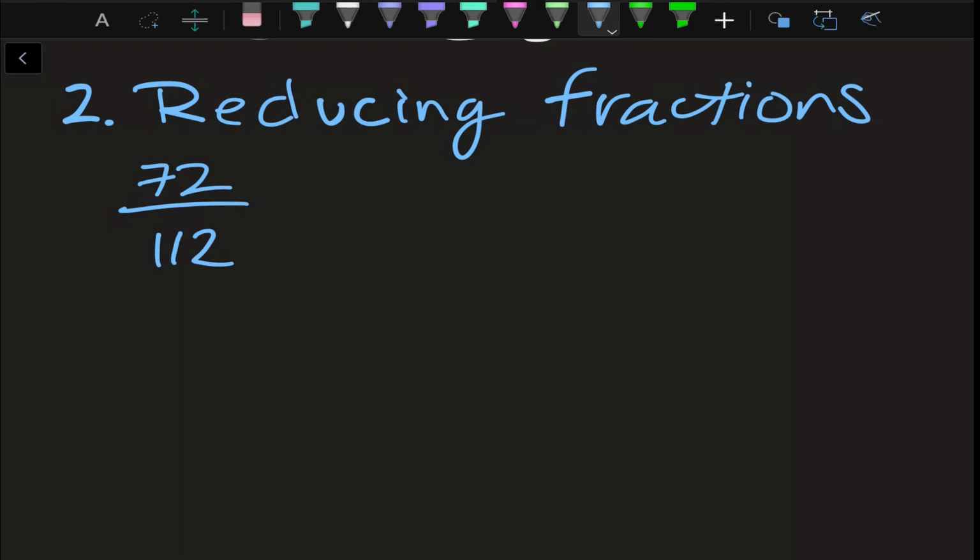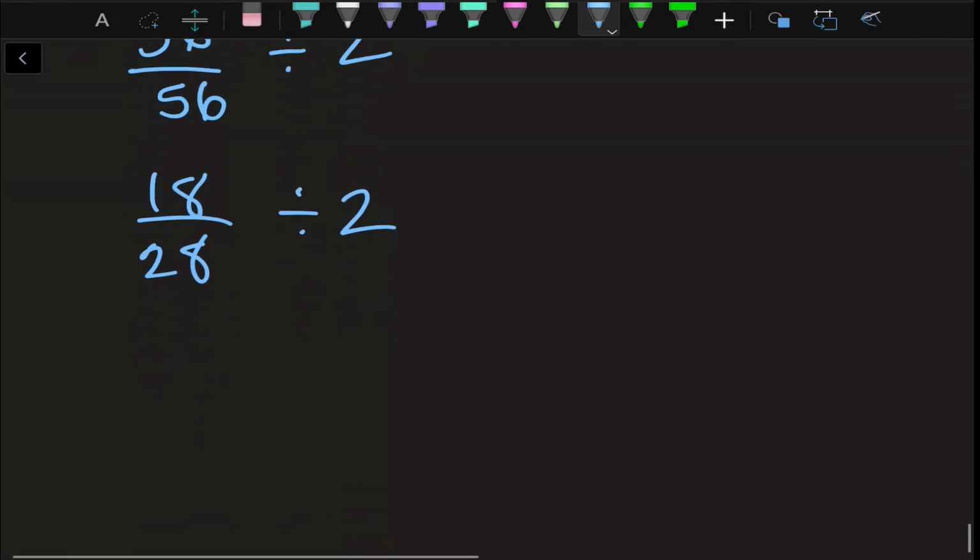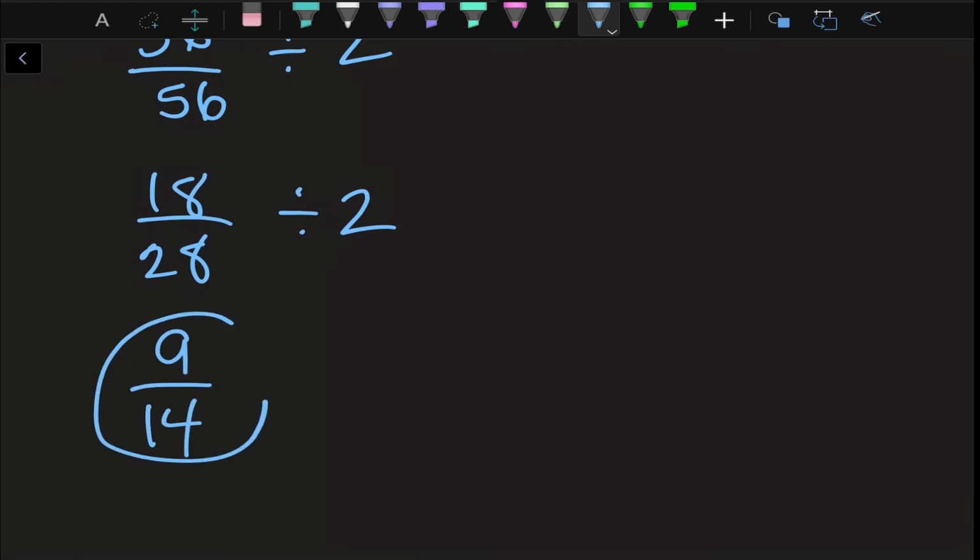So remember, if we start off here, they're both even, so I can divide by 2, which gives me 36 over 56, and I can divide by 2 again, which gives me 18 over 28. We can divide by 2 again, which gives me 9 over 14, and that's our answer.